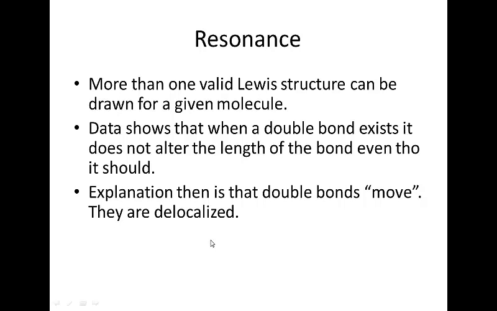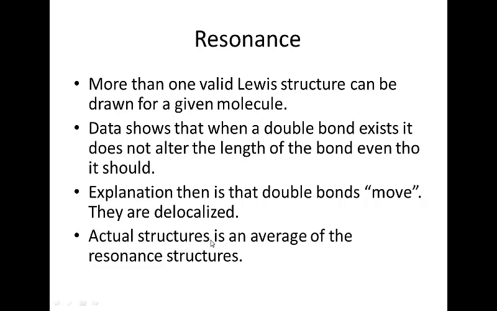It actually shows that the bond lengths are all the same. The explanation is that the double bond moves. The electrons that make up that double bond are delocalized and can actually move around the structure, and the bond lengths are measured as averages. So here's a quick example.